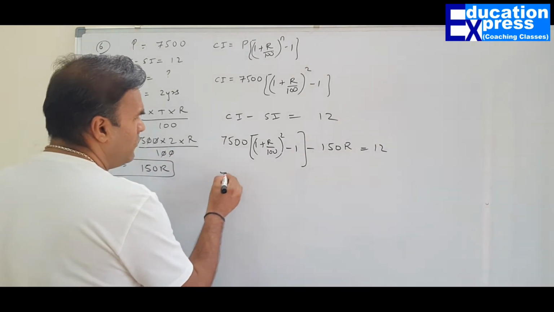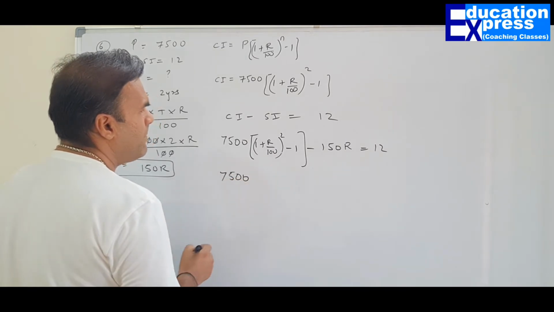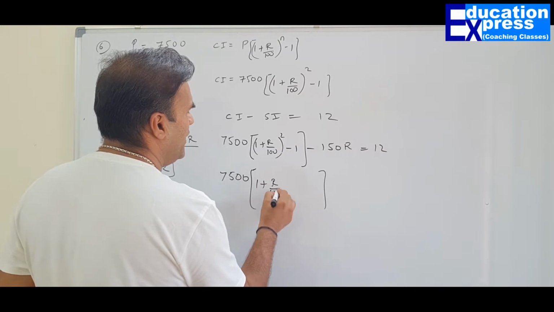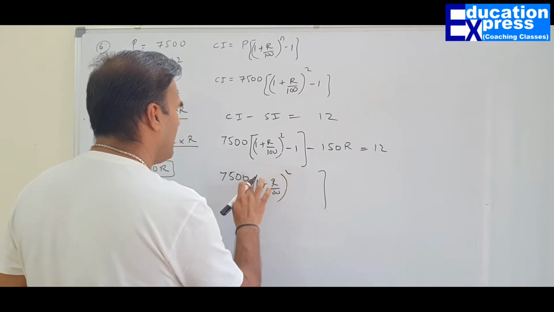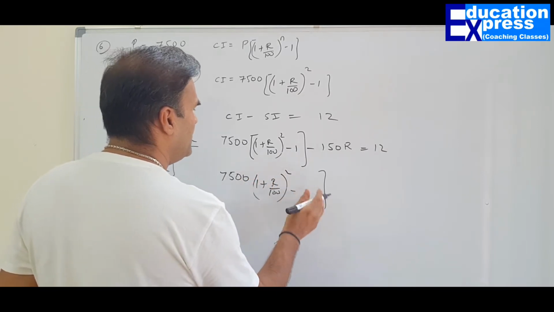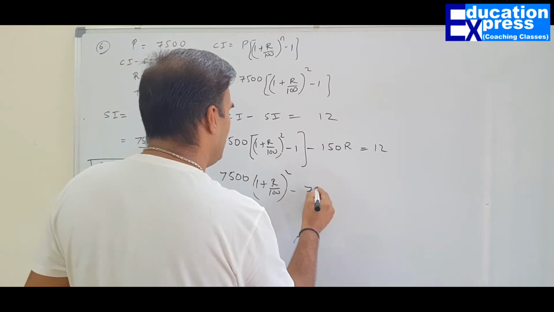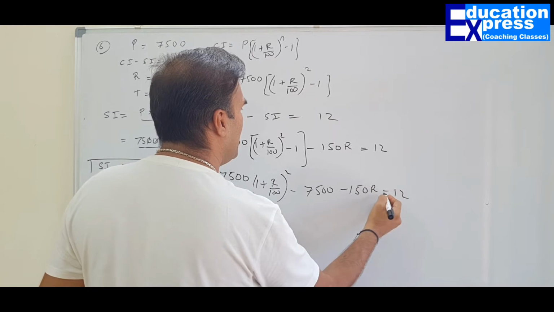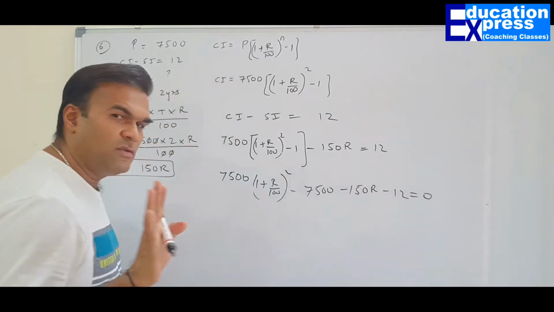So here we go. 7500 times 1 plus R upon 100, the whole square, minus 7500 minus 150 R minus 12 equals 0.